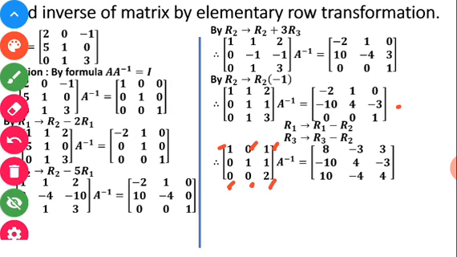Same operation on the right hand side also we are doing. So minus 2 minus of minus 10, so that's why this is 8. 1 minus 4 is minus 3, 0 minus of minus 3 is 3. On this side if you are doing, so 0 minus of minus 10 is 10, 0 minus of minus 4 is 4, 1 minus of minus 3, so 1 plus 3 is 4. So this way it happened. We have done this. Second column is also completed.